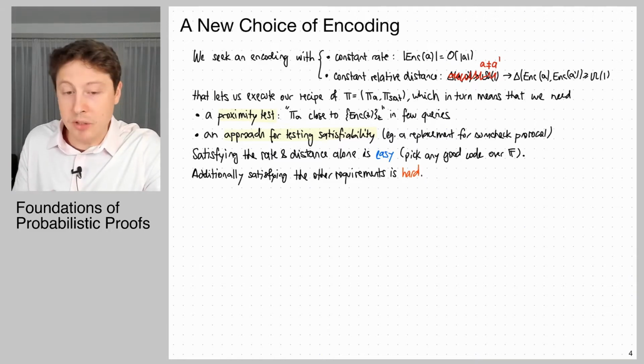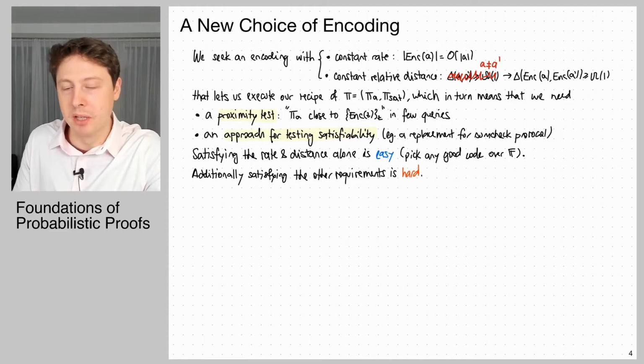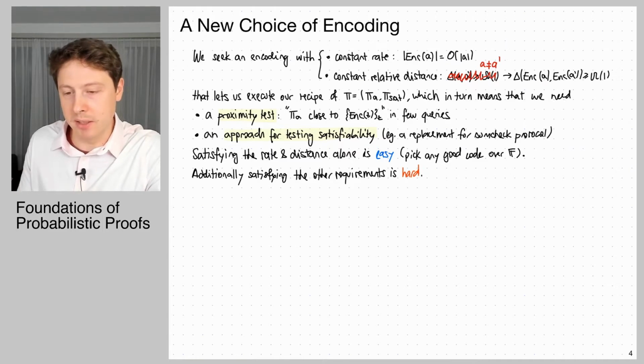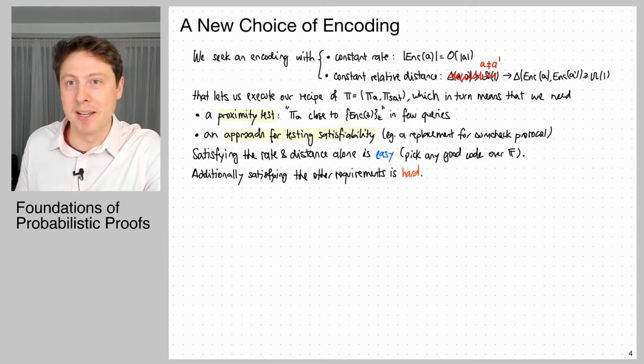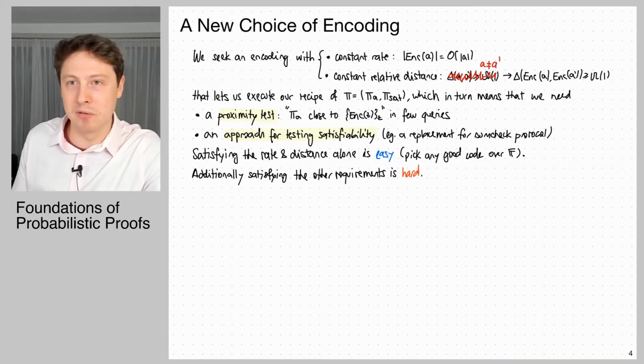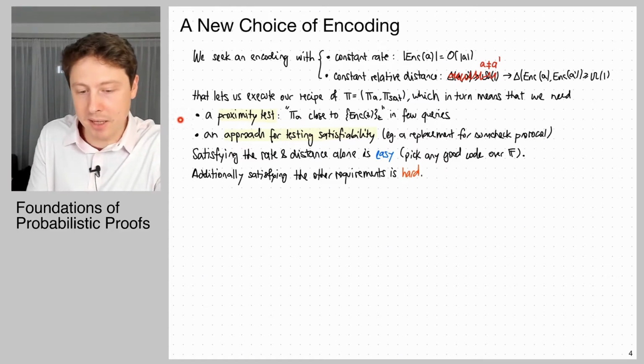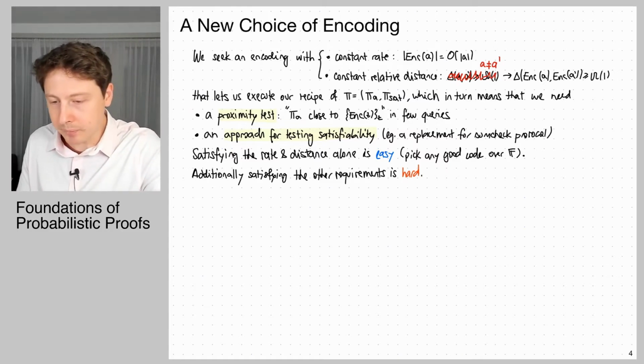Nonetheless, I want to say that the scarcity of appropriate codes for doing this recipe is one of the main causes of frontiers in the probabilistic proof literature. If we could just dream up encodings that satisfy the properties that we want, we would have probabilistic proofs with all the properties that we want in the world, right? So these are very harsh requirements.